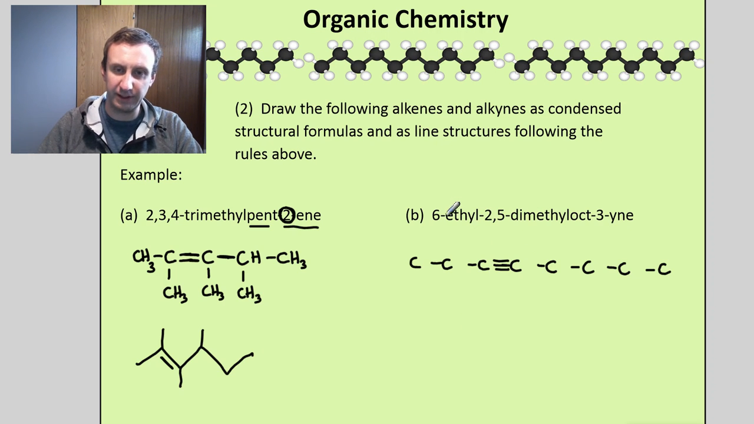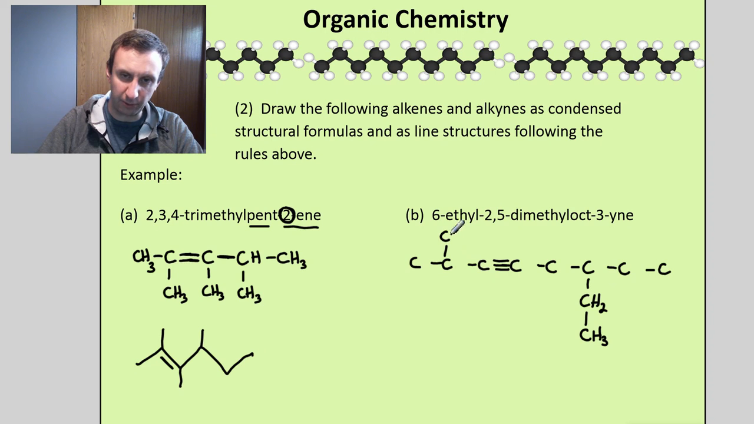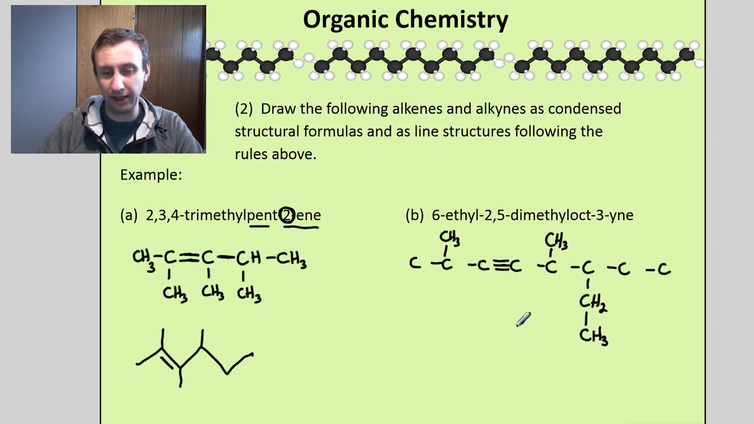Now I've got 6-ethyl, 1, 2, 3, 4, 5, 6. So I need to have an ethyl group right here. So let's go CH2, CH3 for my ethyl, right? 2 carbons in that ethyl branch. 2,5-dimethyl, so I need a methyl right here, CH3, 1 carbon. 1, 2, 3, 4, 5, and a methyl group right here, CH3. For these groups, it doesn't matter if I go up or down, right? It's the same connection, so it doesn't matter.